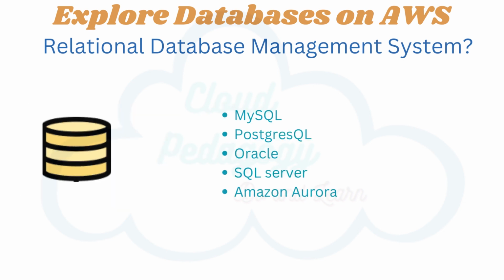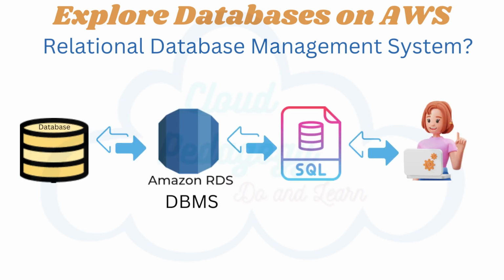Here are some common examples of relational database management systems like MySQL, PostgreSQL, Oracle, SQL Server, Amazon Aurora. You can communicate with most RDBMS by using Structured Query Language, which is SQL queries. Here is an example: SELECT * FROM table_name. This query selects all of the data from a particular table.